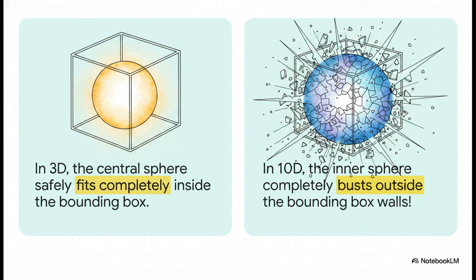In our 3D bounding box, the central inner sphere safely fits completely inside the outer walls. But since the distance from the center origin to the box's flat edge always remains exactly 1, regardless of the dimension, an inner sphere in 10 dimensions with a radius of 2.16 literally pokes completely out of the box. I mean, how can a sphere completely contained by corner spheres break through the walls of its own box? It completely busts outside the boundaries that supposedly contain it. It just pierces right through the sides of the high-dimensional cube.